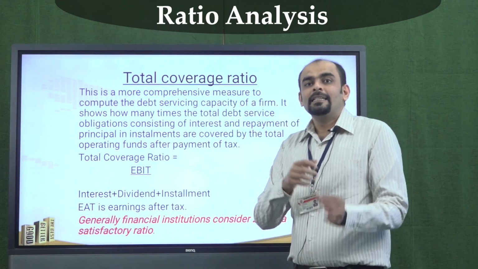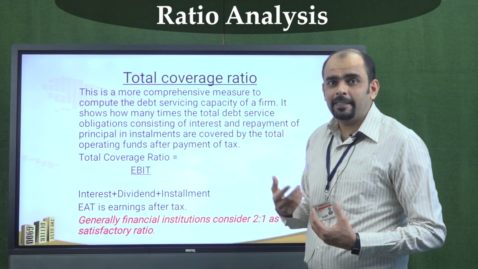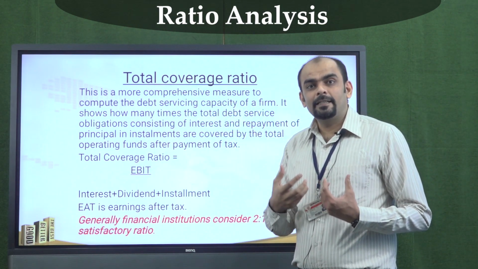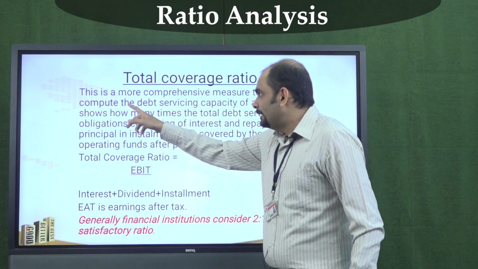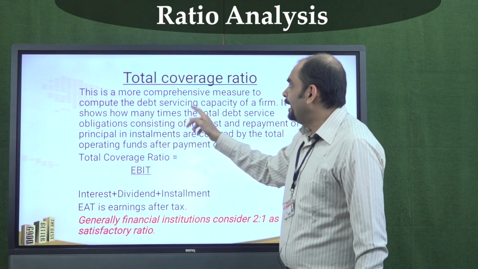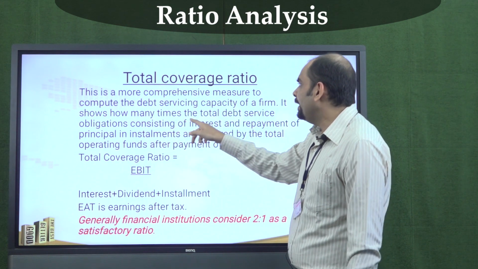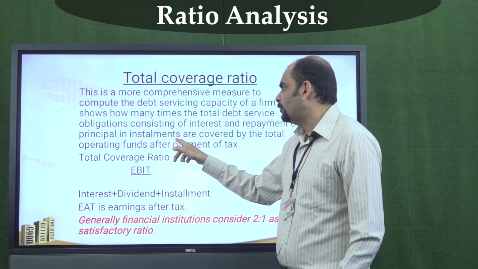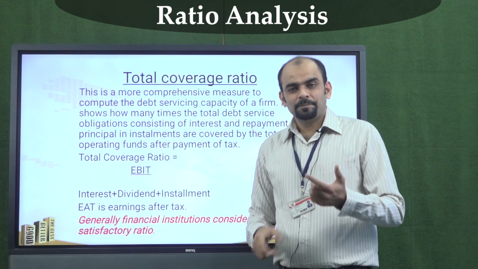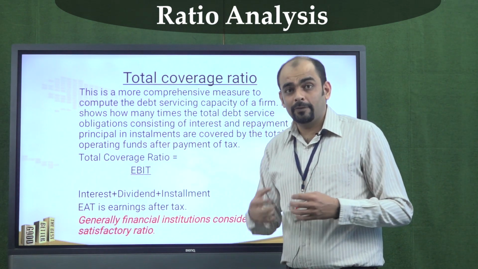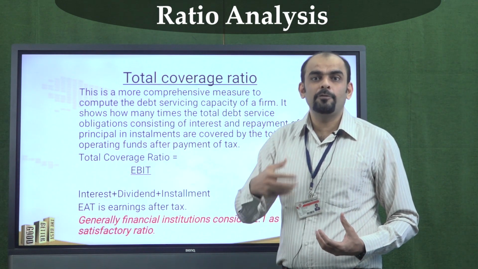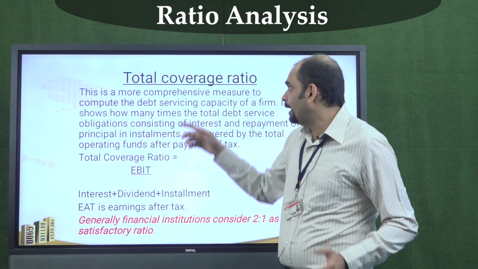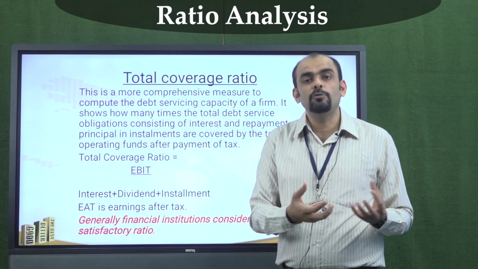Next is total coverage. Now, it's not just the interest that the company needs to pay out of the profit. It has to meet all the other regular payments it has to make. So the total coverage ratio is a more comprehensive measure to compute the debt servicing capacity of the firm. It shows how many times the total debt service obligation, consisting of interest and repayment of principal in installments, is covered. So it's not just interest that you need to cover out of the profit. It's the repayment of the original principal amount that you have to pay at a certain point of time. That should also be taken into consideration. That is why it is called total coverage, how well you are able to cover your debts.